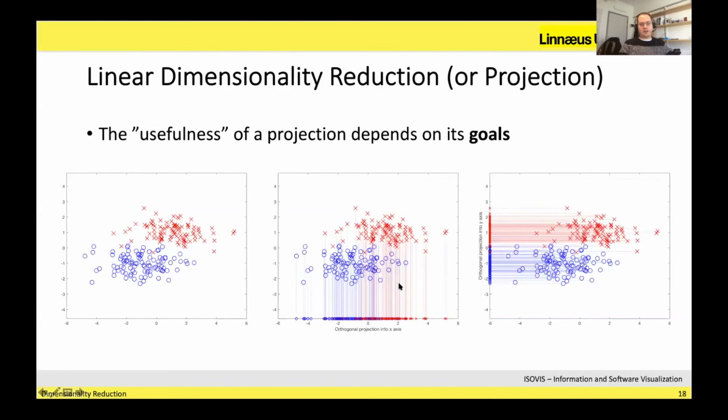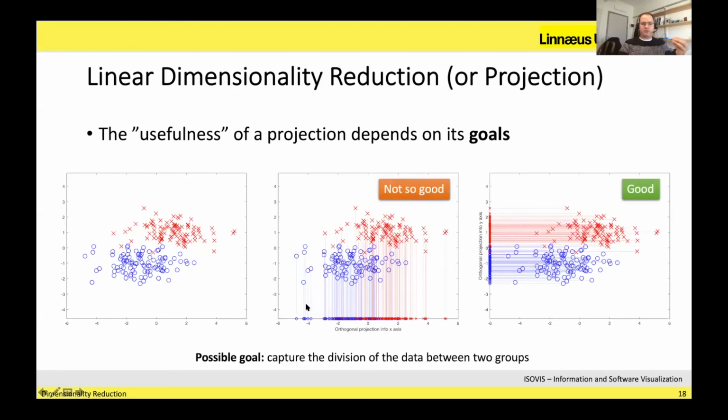Now, suppose that you actually have labels, right? Suppose that you actually know that this is a cluster and this is another cluster. Now, think again. What if my goal was to capture the division of the data between the two groups, not the variance anymore? Because the division between the groups does not necessarily reflect the variance.